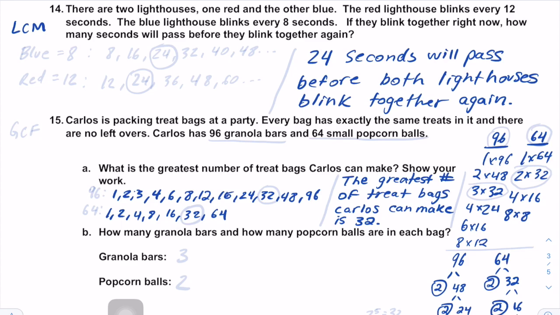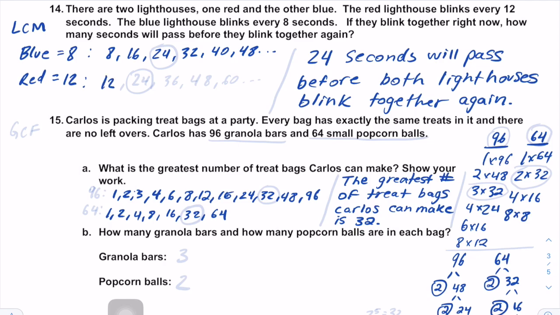So my first step in doing this is to find the multiples of 8. And I'm going to label this so that way I know that this is the blue. The blue lighthouse is every 8 seconds. And that the red lighthouse is every 12 seconds. So the multiples for the blue lighthouse will be 8, 16, 24, 32, 40, 48. This does continue, but I'll pause there just to see if there's any common multiple that we've run into so far.